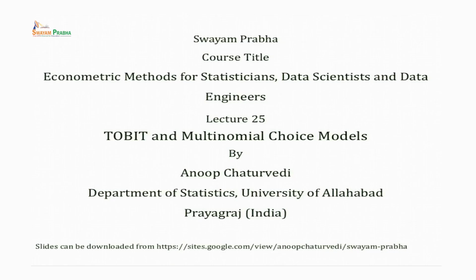Welcome to lecture 25 of the course on econometric methods for statisticians, data scientists and data engineers. The title of this lecture is Tobit and Multinomial Choice Models. In the last lecture, we discussed Logit and Probit models. Actually, we use Logit and Probit models when your dependent variable has two possible choices. That is, your dependent variable is dichotomous.